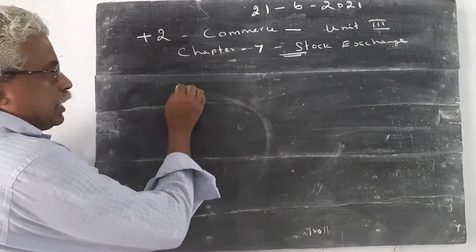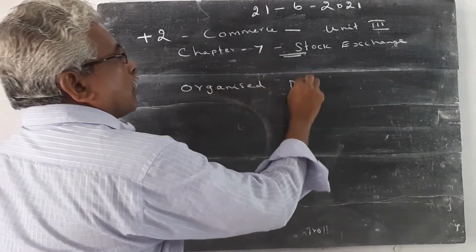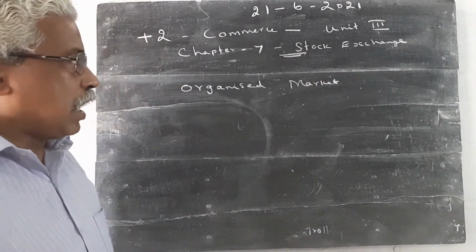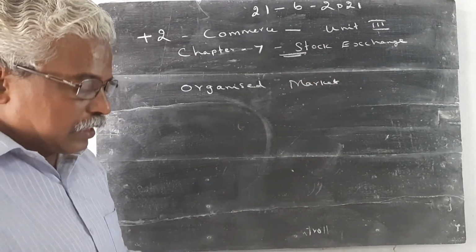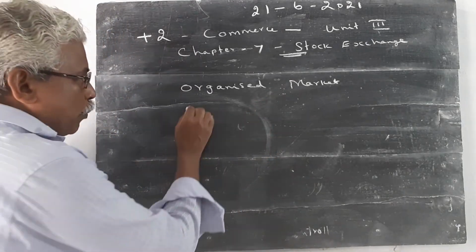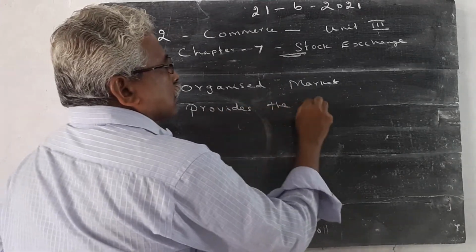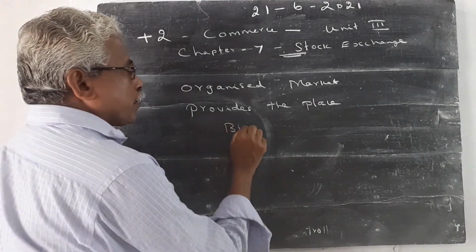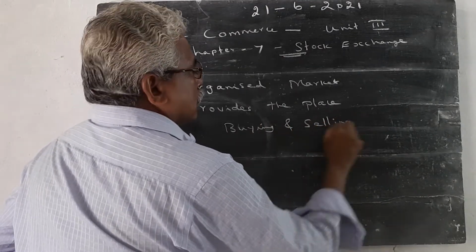Stock exchange is an organized market. What is the meaning of market? Market is the place where buyers and sellers are assembled. The stock exchange is an organized market. The stock exchange does not do any business, but it provides the place for trading the securities, for buying and selling securities.